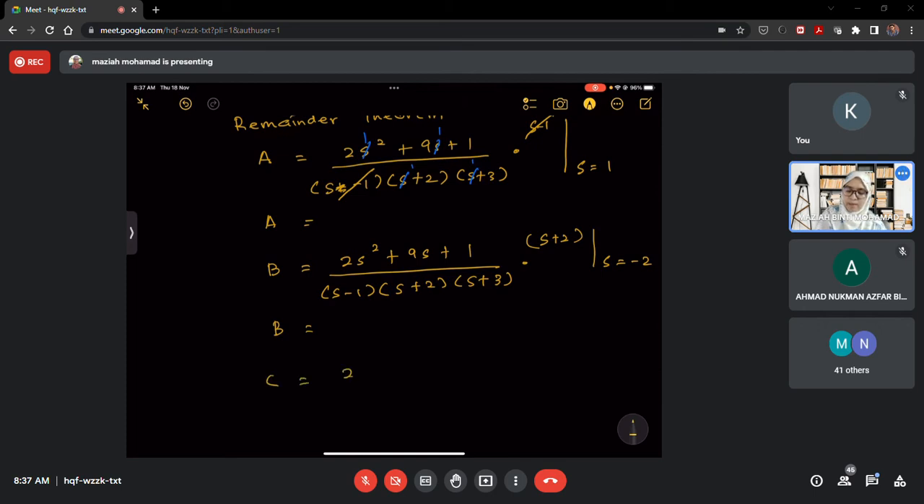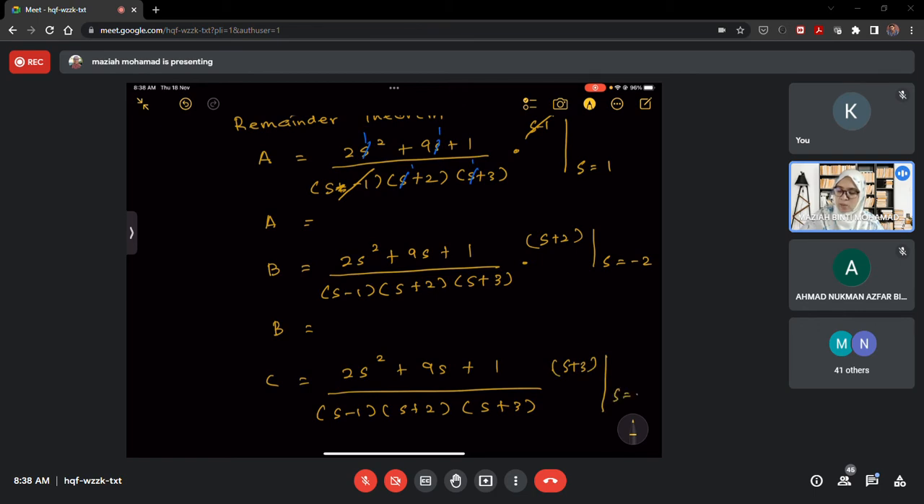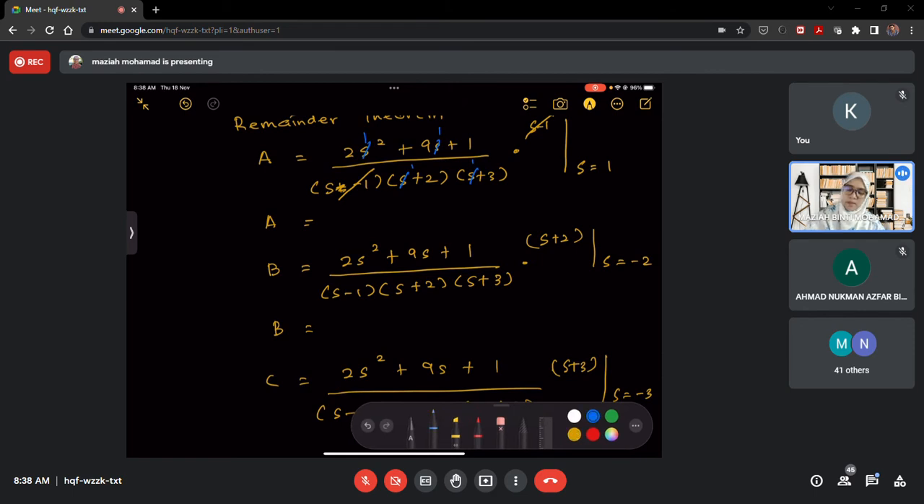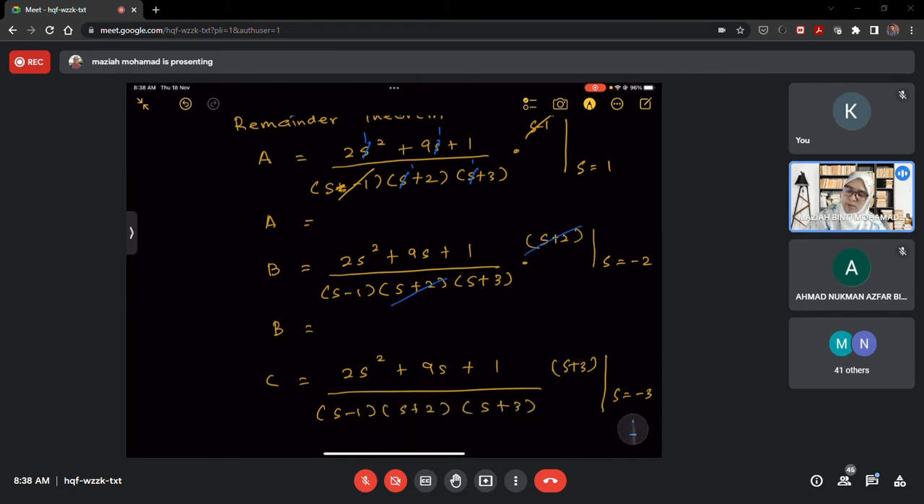Then for C, 2s squared plus 9s plus 1 divided by s minus 1, s plus 2, s plus 3, multiplied with the denominator of C, which is s plus 3. Then we consider s equal to minus 3. Okay, so this one cancels, this one cancels, and here it is minus 2.